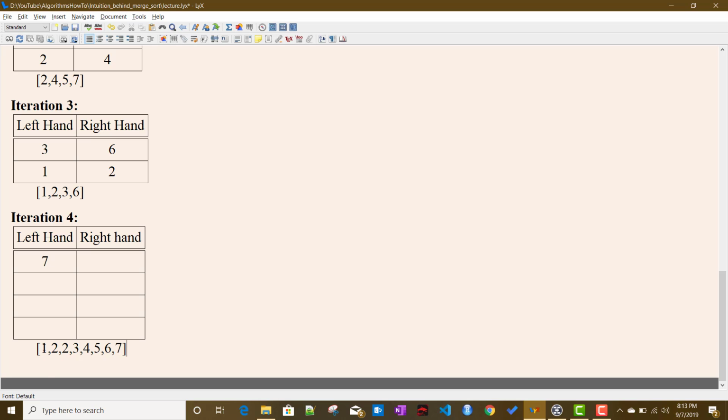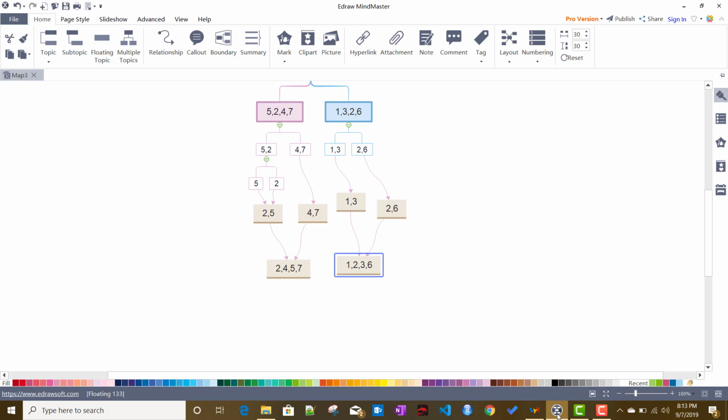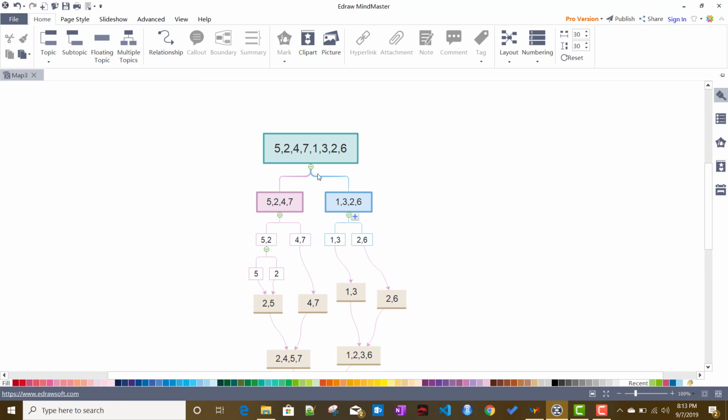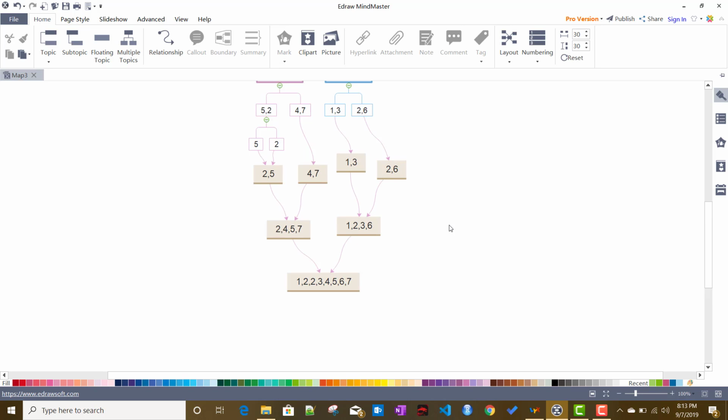Okay, so this will be our final array after all these merge operations, right? 1 2 2 3 4 5 6 7. Okay, so if you see, this is already in sorted manner, right? So if I just write it to make this complete, so we got our final array from this array over here. Okay, we got our final array over here, right?